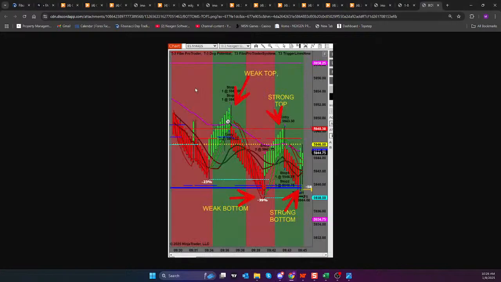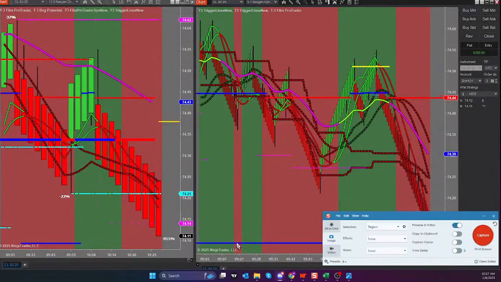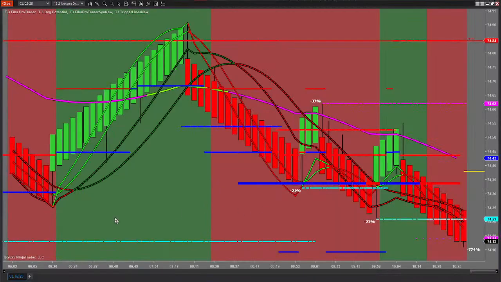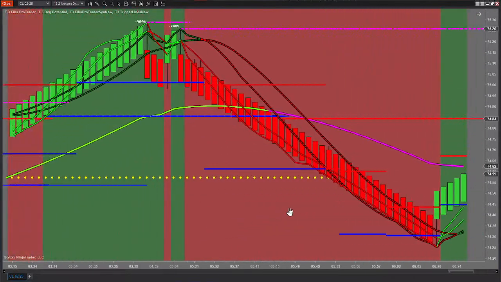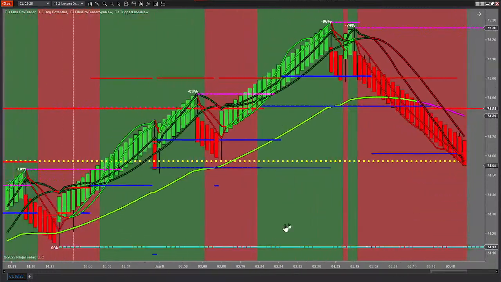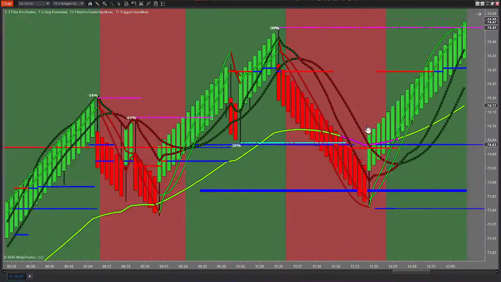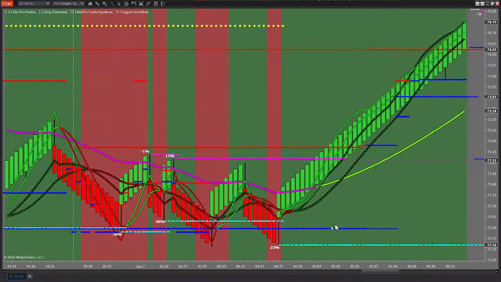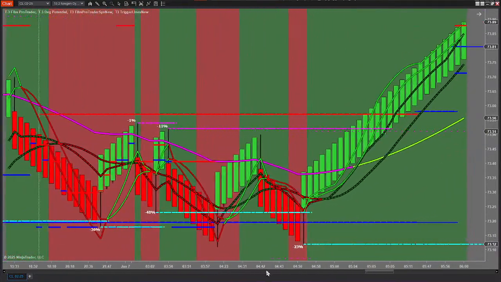Weak top because the triggers got through. Strong top because the triggers didn't. Weak bottom because the triggers got through. And then Jay, not quite a strong bottom. And let's talk about strong tops or bottoms. Don't just accept it. Force me to explain it. So when we talk about strong tops and bottoms, there's two things that have to happen. And I'm just going to go find a strong bottom real quick. This is a perfect example.